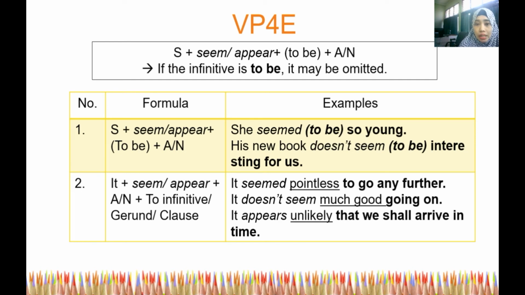Next one, it doesn't seem much going on. It is the subject, doesn't seem is the verb, and much here is the adjective also, and going on is a gerund. The last one, it appears unlikely that we shall arrive in time. It is a subject, appears is the verb, unlikely is the adjective, and that we shall arrive in time is a clause.